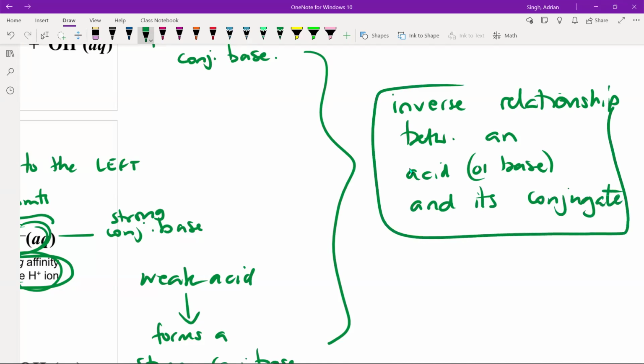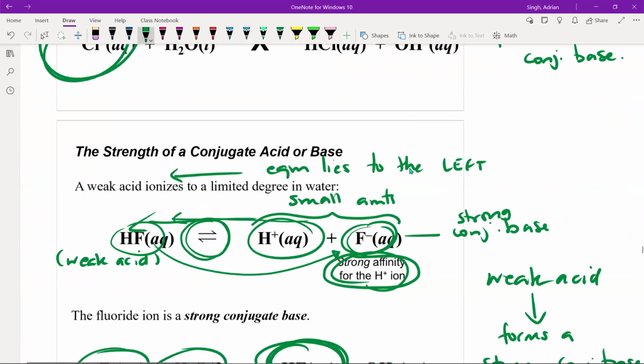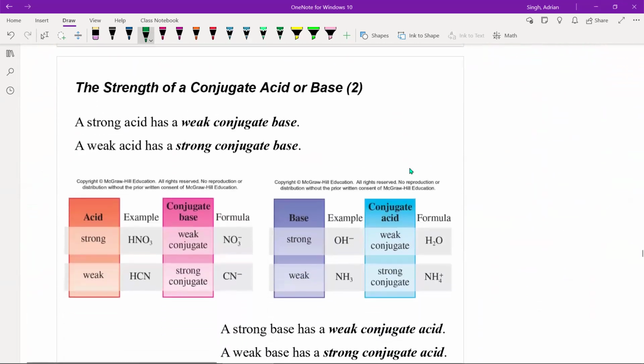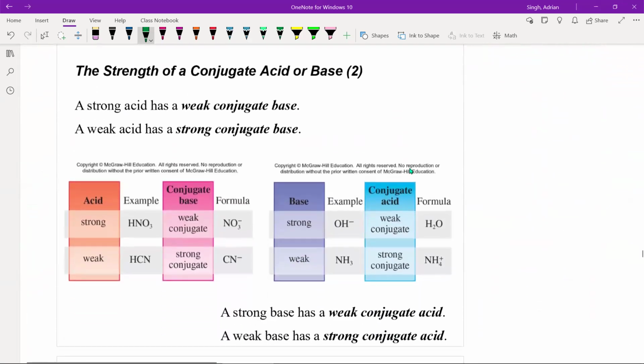So in other words, if I start off with a strong acid, I end up with a weak conjugate base. If I start off with a weak acid, I end up with a strong conjugate base. Similarly, if I start off with a strong base, I end up with a weak conjugate acid. If I start off with a weak base, I end up with a strong conjugate acid. Okay, and that's what this very useful table here in your textbook summarizes very well.